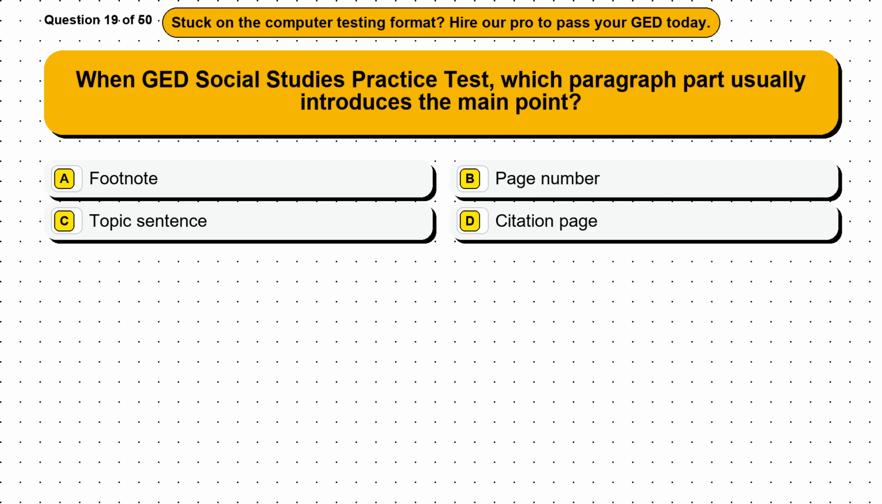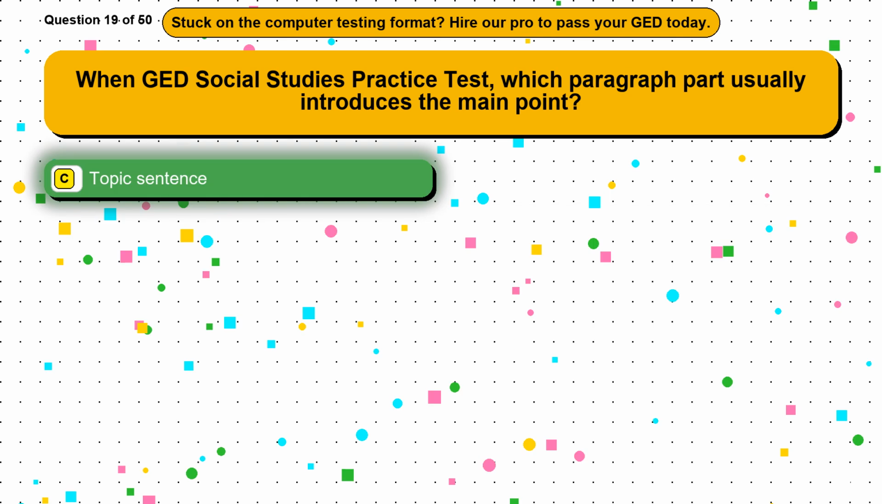Question 19. When GED Social Studies practice test, which paragraph part usually introduces the main point? Option A, footnote. Option B, page number. Option C, topic sentence. Option D, citation page. The correct answer is option C, topic sentence.